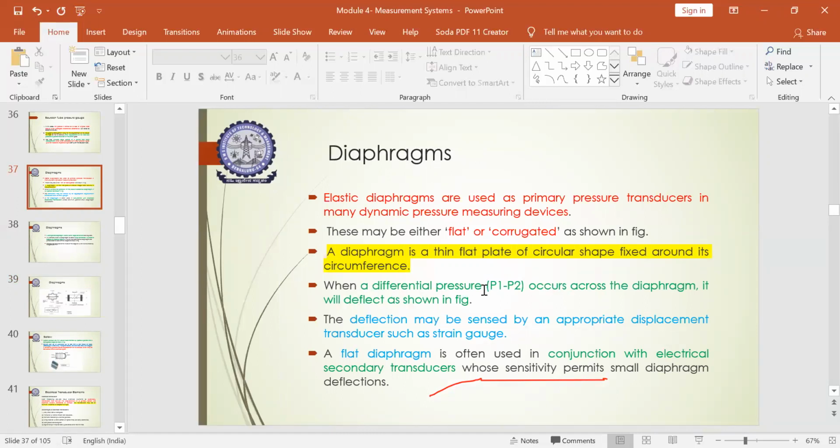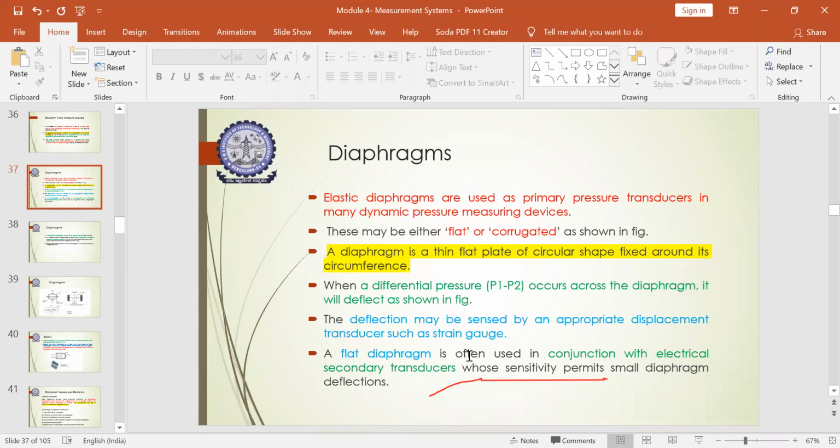So when there is a differential pressure across the diaphragm, it will deflect. The deflection may be sensed by an appropriate displacement transducer. If you connect the diaphragm to a transducer like a strain gauge, I told you strain gauge is an example of a pressure sensing device. It senses the pressure and shows the displacement as per the received variation in the pressure.